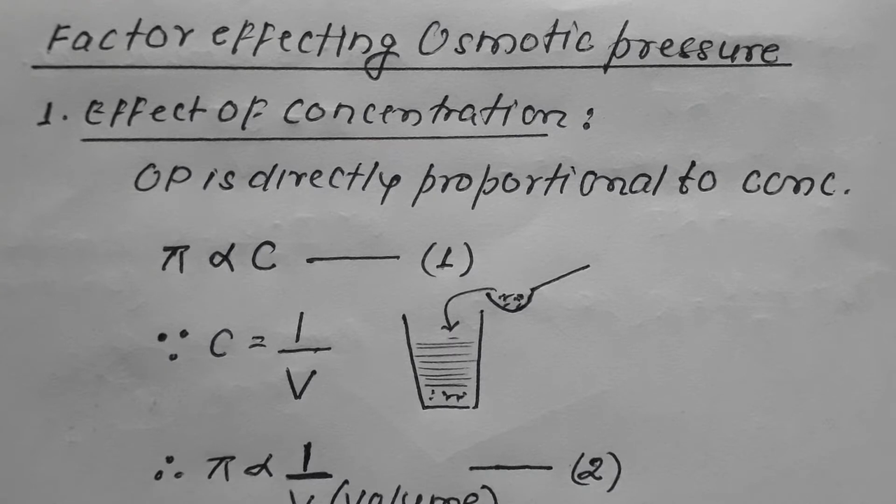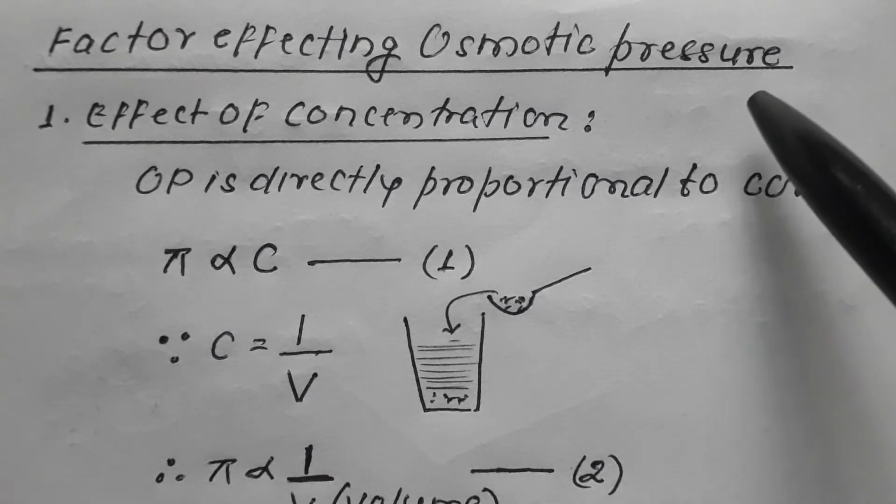Now, we are dealing with the factors that affect the osmotic pressure. So, in the previous videos, we have dealt with what is osmosis, what is osmotic pressure, and how osmotic pressure is expressed and measured. We have discussed the isotonic solutions and the measurement of osmotic pressure called the Berkeley-Hartley method. Now we come to the factors that affect the osmotic pressure.